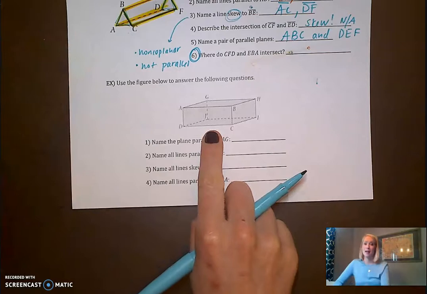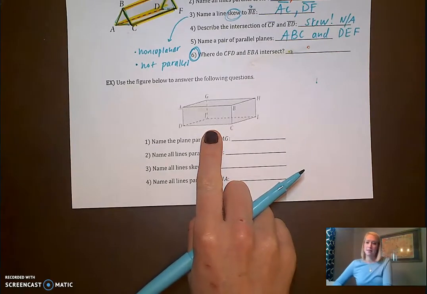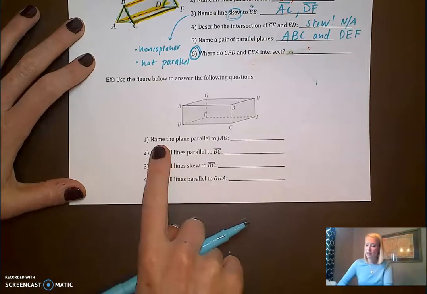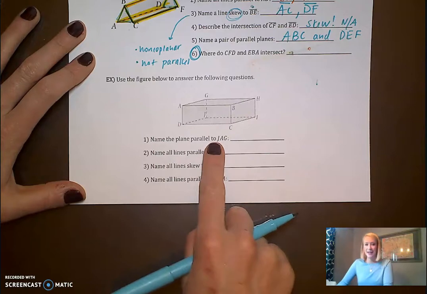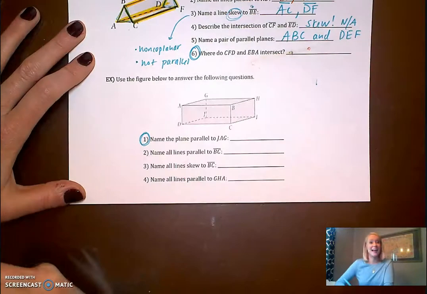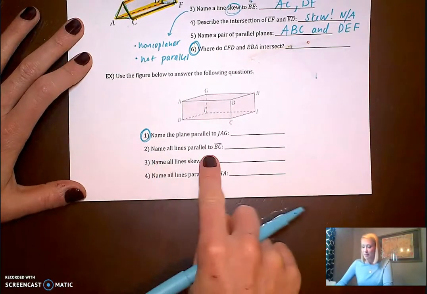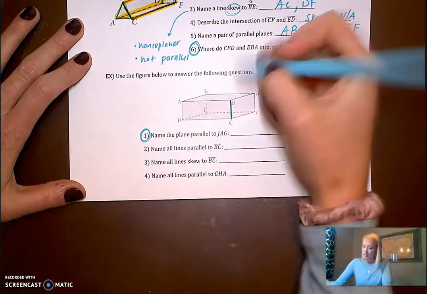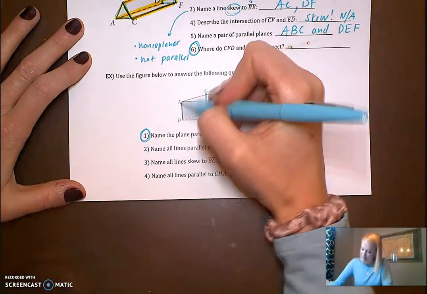We saw this picture last time. It asked us a lot about lines and all that good stuff that we learned with planes and naming. So here's a few new questions. Name a plane, number 1, parallel to JAG. Okay, asking you this one off to the side. Number 2, name all the lines that are parallel to BC. It's the 3 segments going in the same direction. HI, GJ, AD.